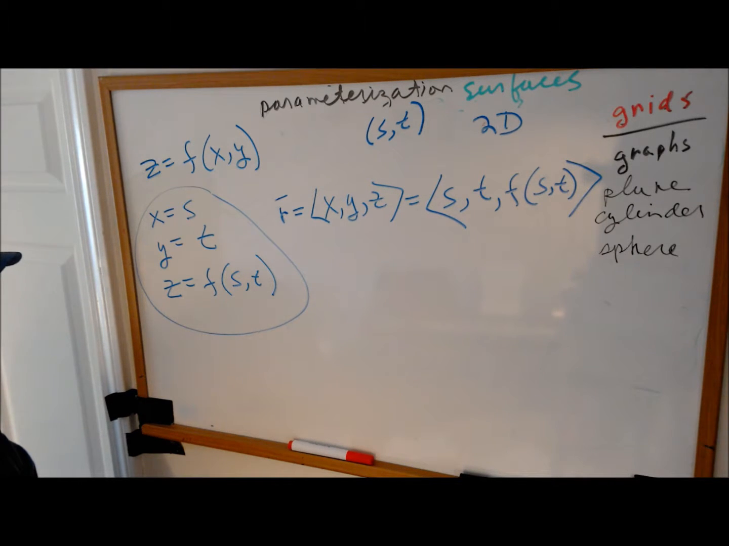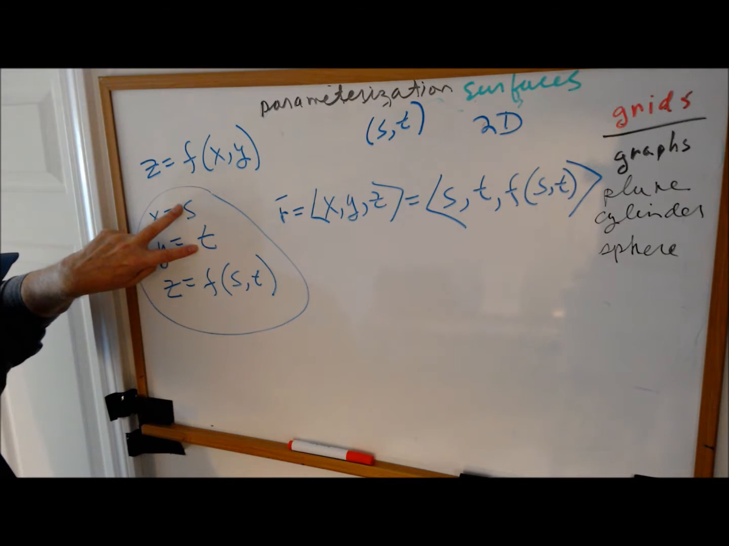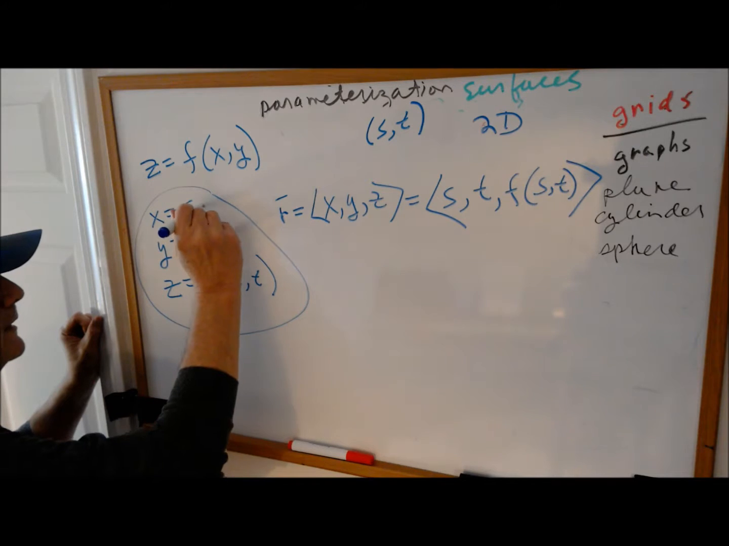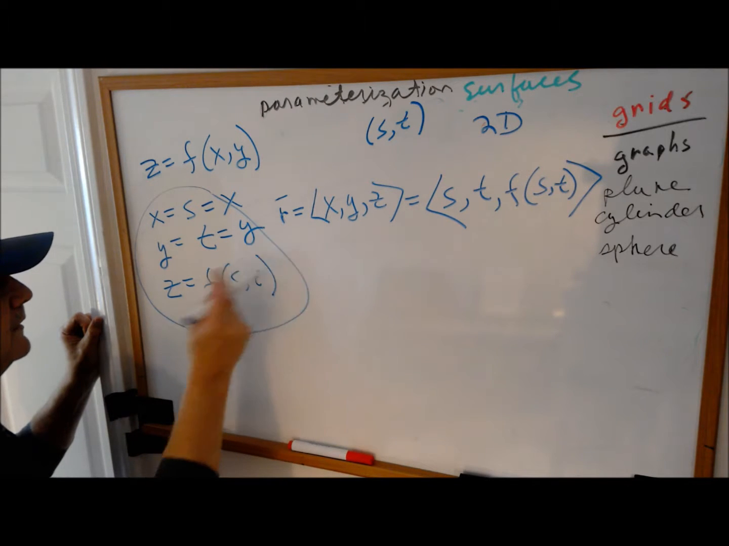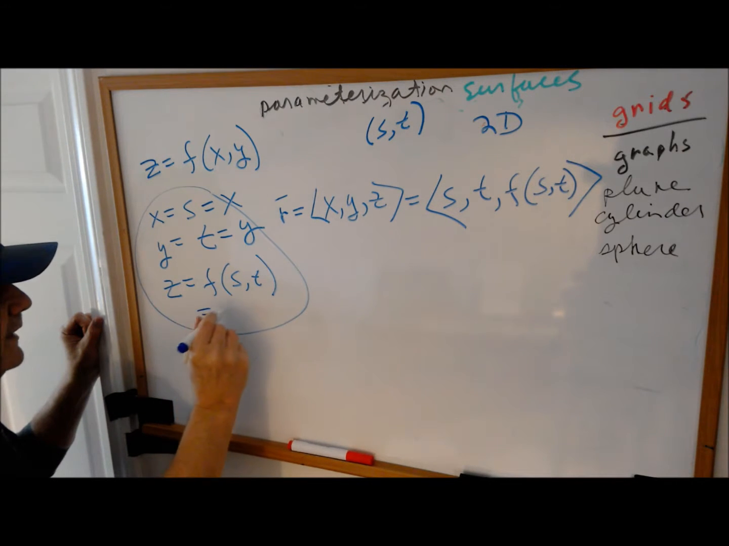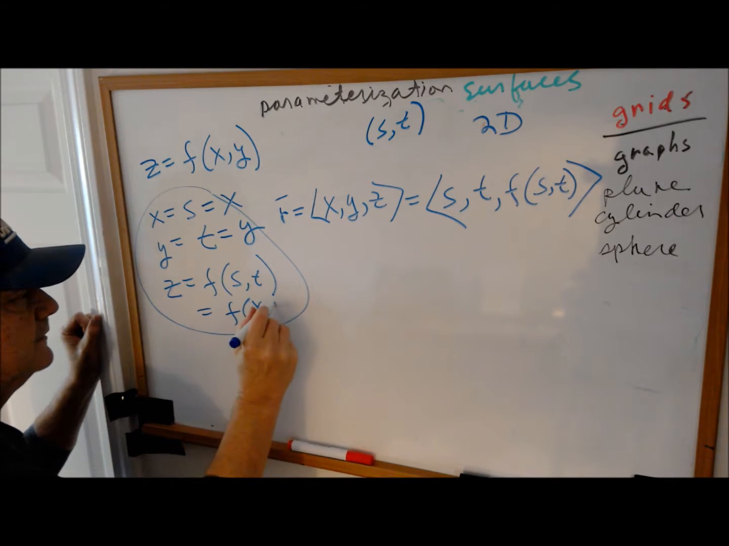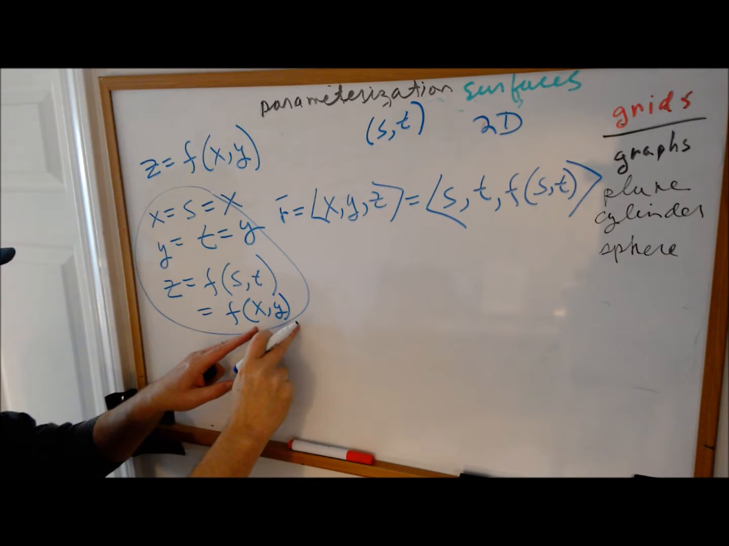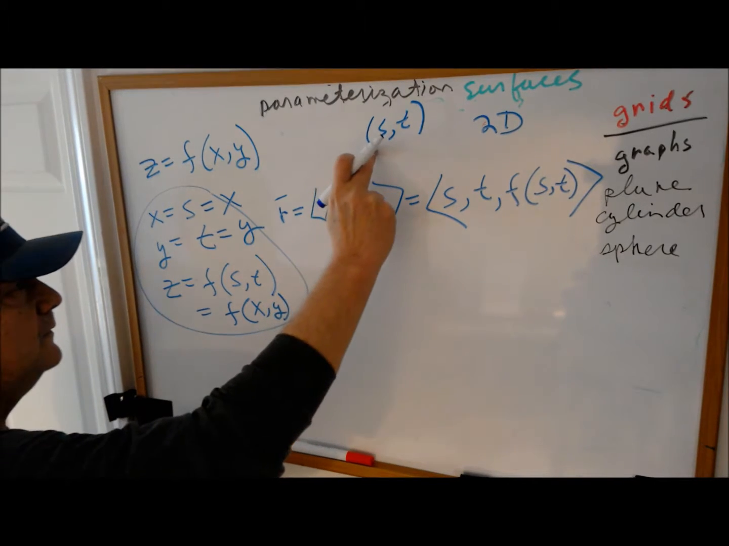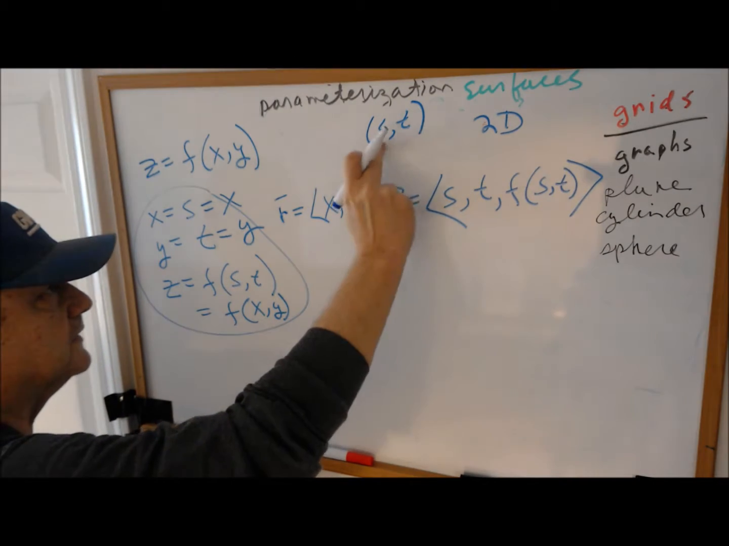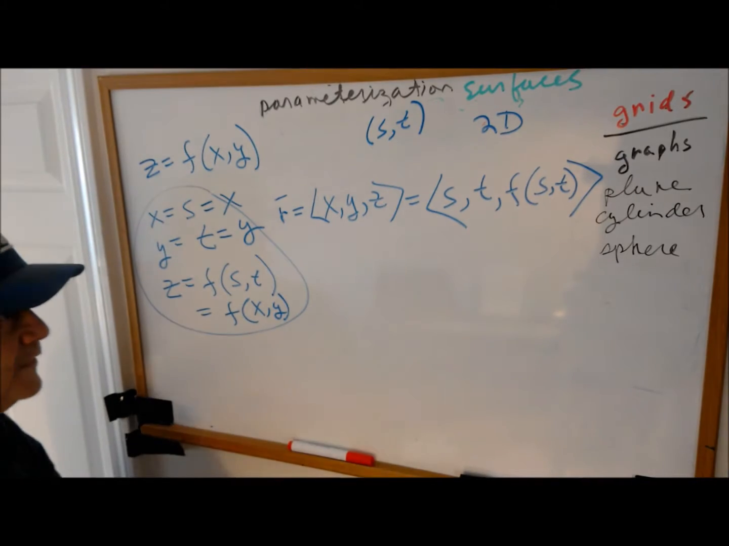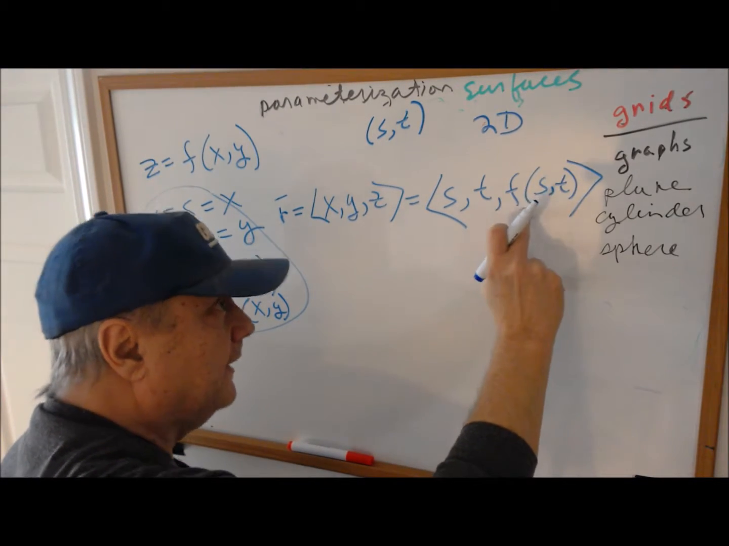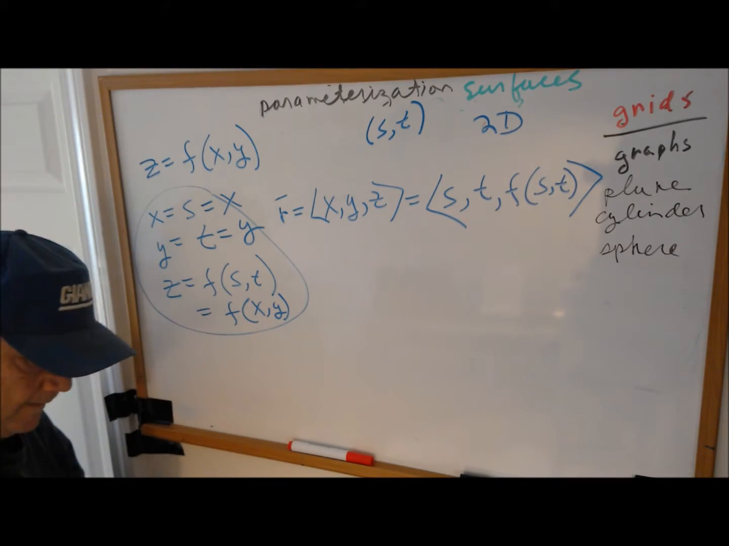Now, often, instead of using s and t, we can use x for the x variable and y for the y variable. And then for z, we can just write it as f of x, y. Okay? So there's really no need to create two new parameters. We can just name them x and y instead of s and t. So we'd have here x, comma, y, comma, f of x, comma, y. All right.